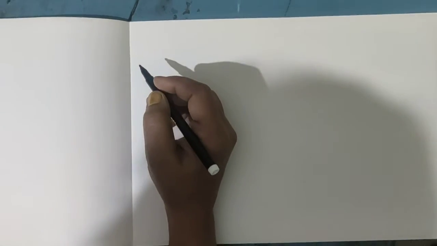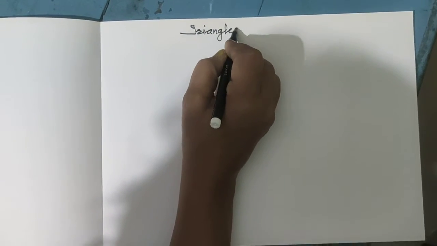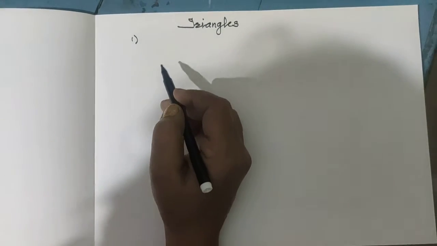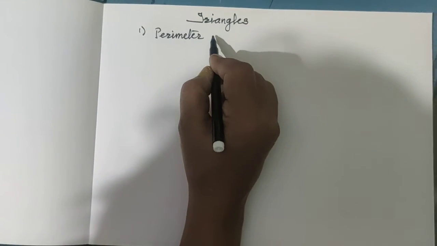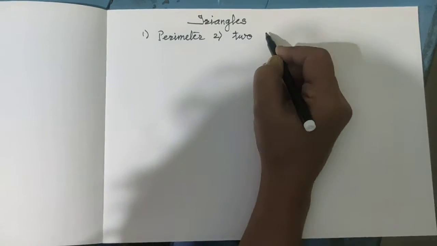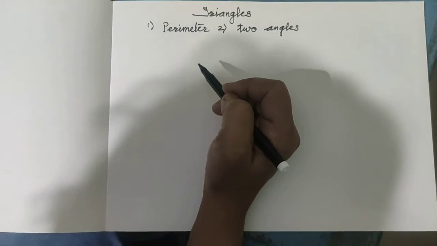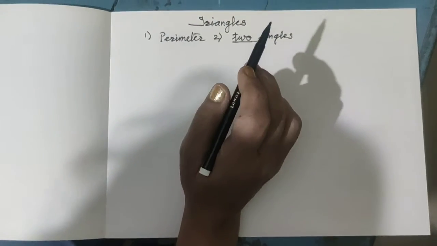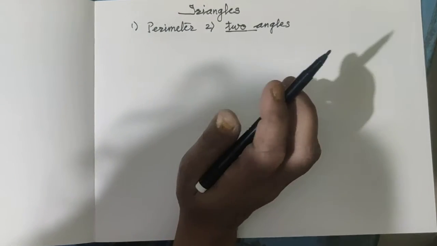Now friends, today we are going to learn a new construction related to triangles. Here we have been given two things. First is the perimeter, and the second one is two angles. You know that every triangle has 3 angles, so here we have only 2. The total addition of all the lengths is what we call the perimeter. You know that already.